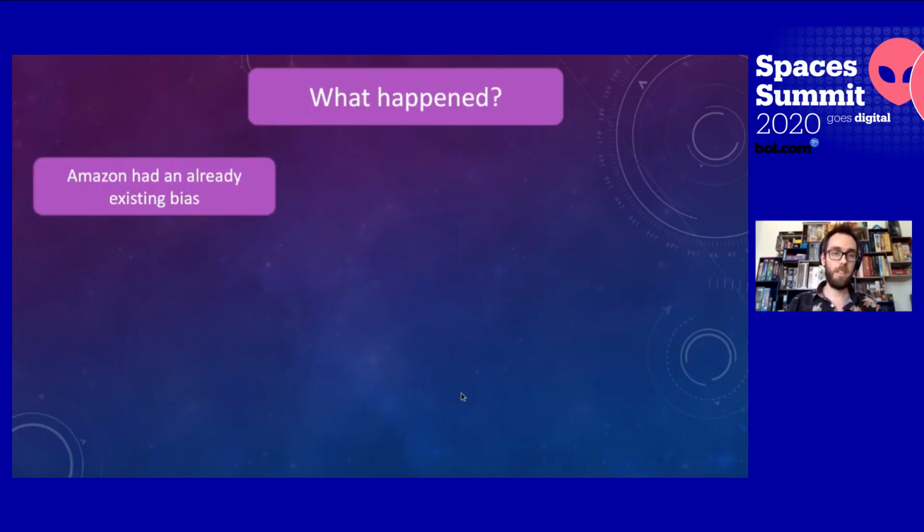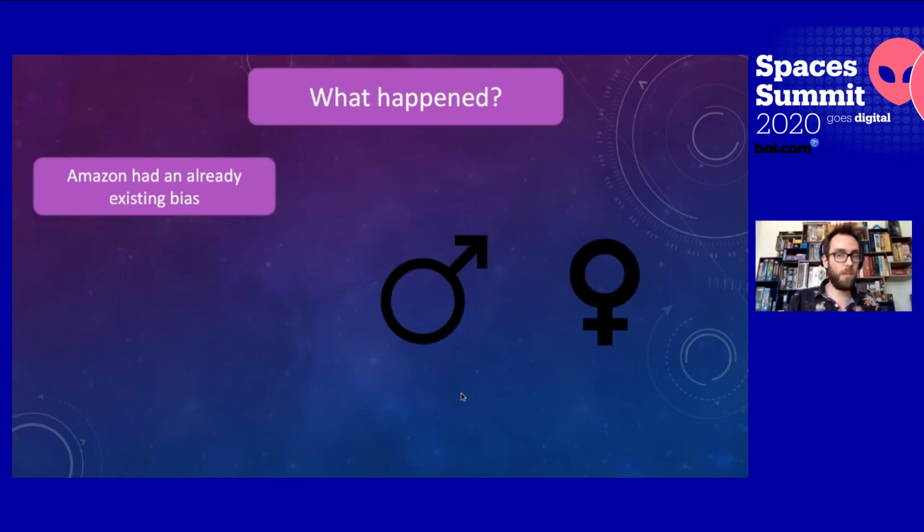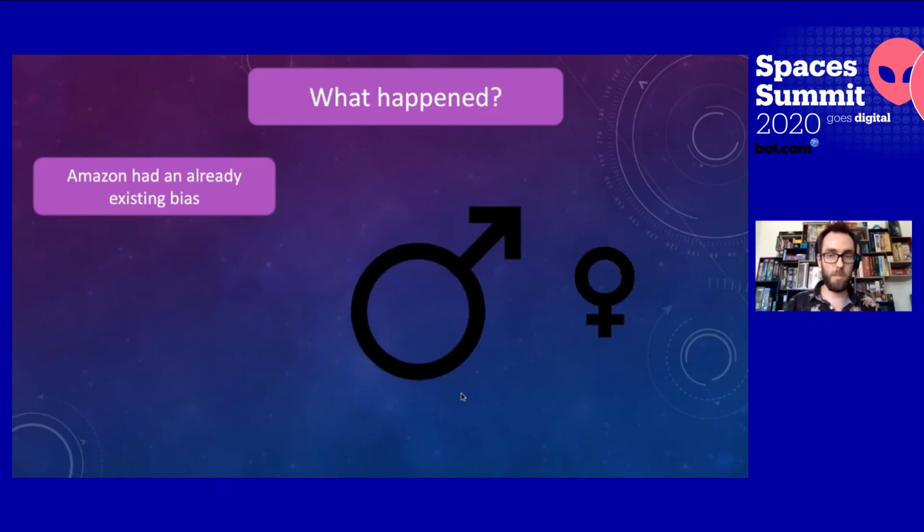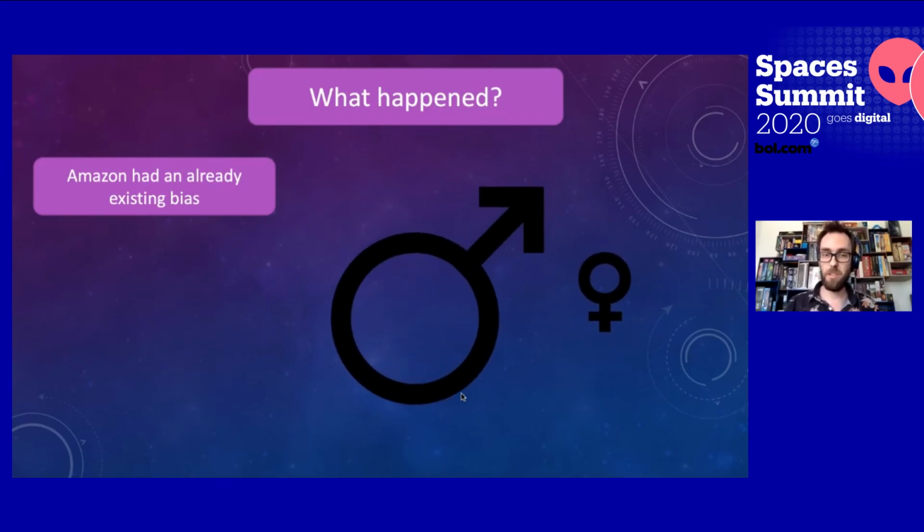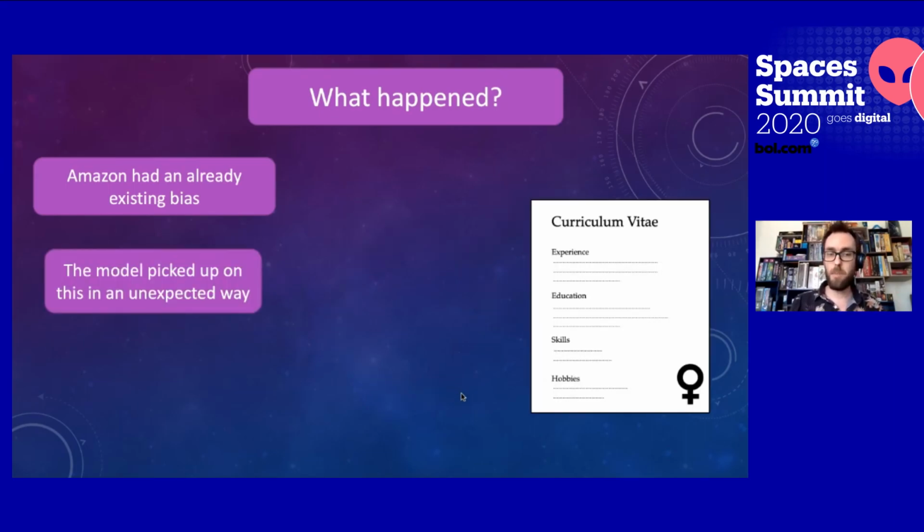So what happened? The thing is, Amazon had an already existing bias, a gender bias. Normally, ideally, you would want to have 50-50, but in Amazon, the distribution was not 50-50. There's way more men working at Amazon than women. And of course, the data that they used for training the model had this bias in it as well. They used their own recruitment history to train this model, meaning that the good resumes were mostly men, or predominantly men, whereas the bad resumes for the model maybe had a disproportionately large fraction of women. And the model picked up on this in an unexpected way because it doesn't have any prior knowledge of what is bad and what is good.